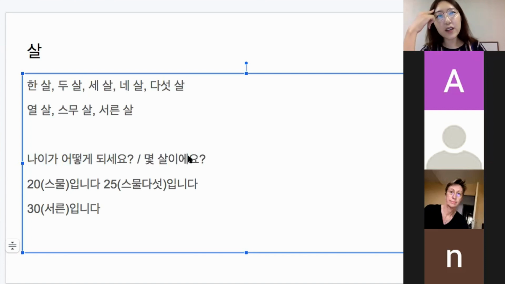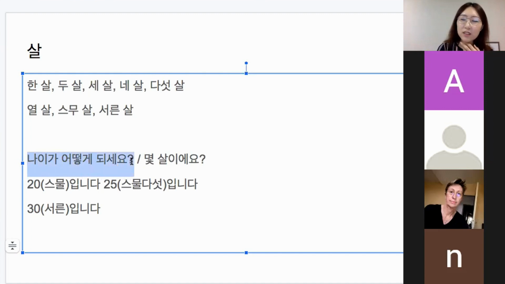몇 살이에요 is fine, but sometimes people think that it's a little bit rude. So if you meet somebody for the first time, not close, then this one is a little bit more formal: 나이가 어떻게 되세요? But if you cannot remember this one, then you can just say 몇 살이에요. It's fine. But remember that sometimes people think that 몇 살이에요 is too direct a question in Korean. Not everyone, but a few people think that it's a little bit rude.